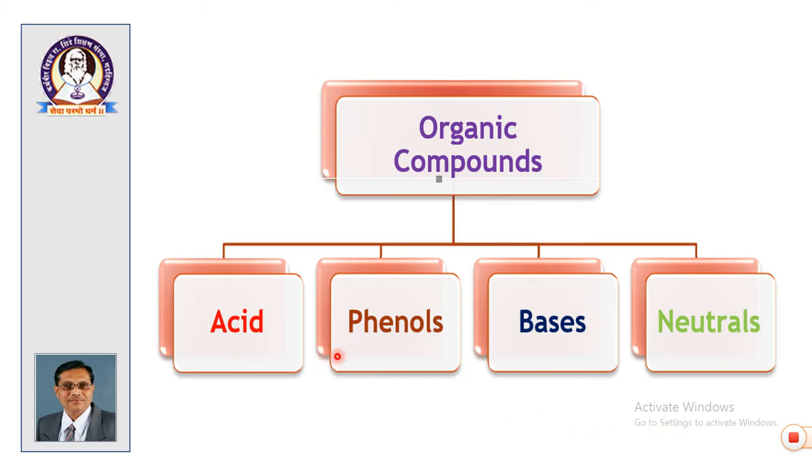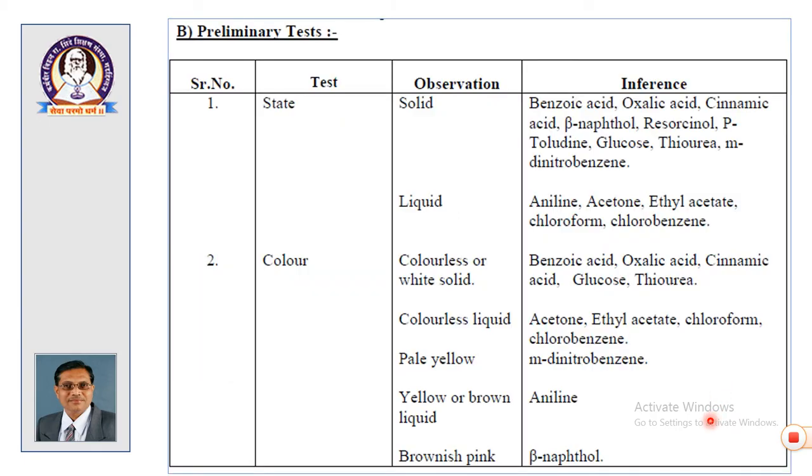One is acid, other is phenol, third is base, and fourth one is none of these. If it is neither acid nor phenol nor base, then it is neutral. So, our experimentation will begin with these preliminary tests. See carefully. You are going to report every test for the compound.